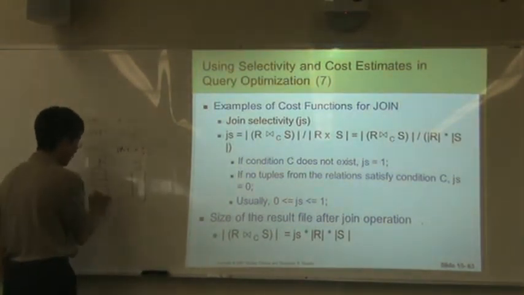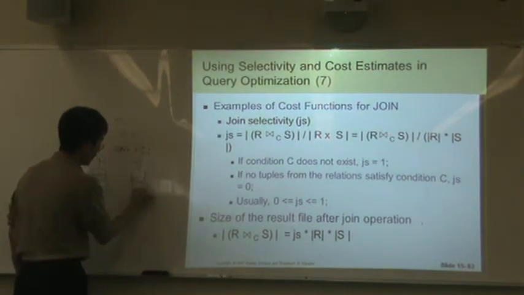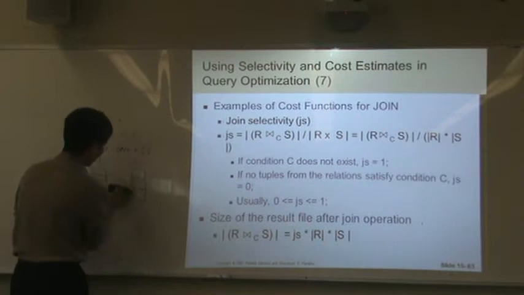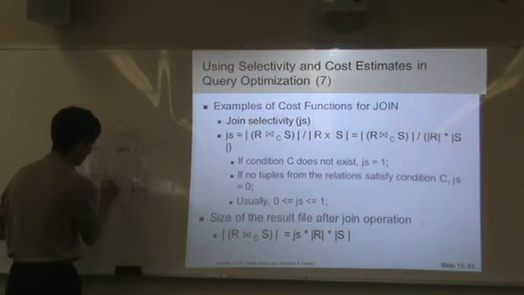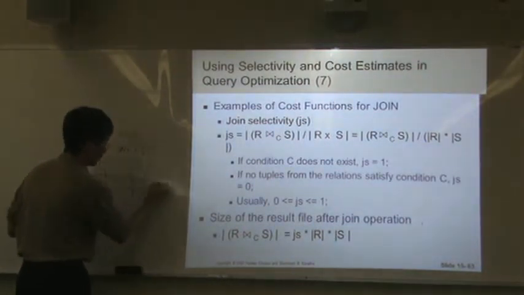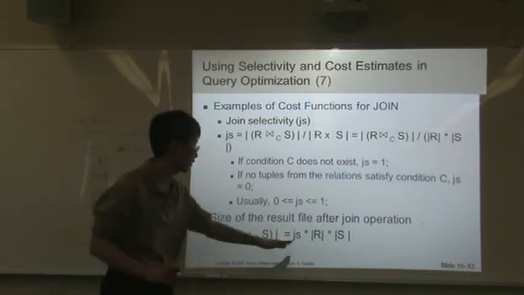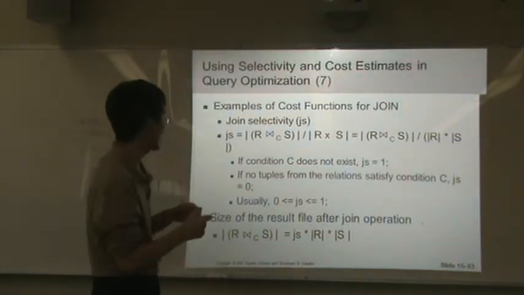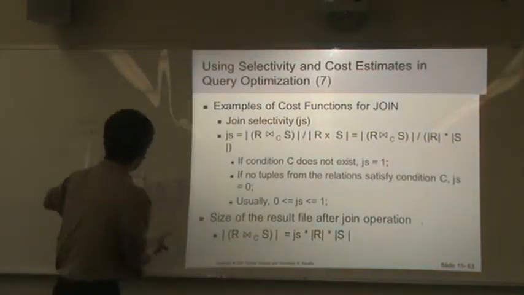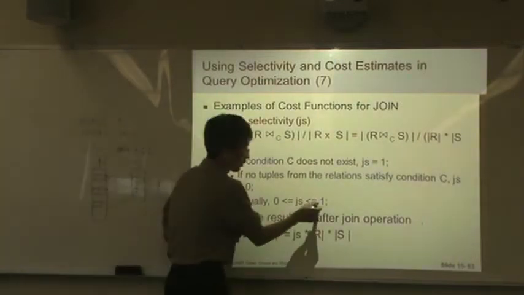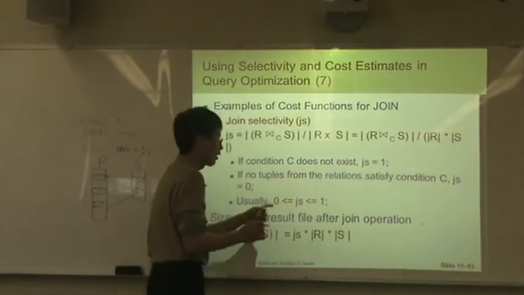Some of the data will be matched with the join condition. This one will be saved here. So join selectivity is a percentile. Actually, it's the same as the percentile, the 0 to 1 scale.